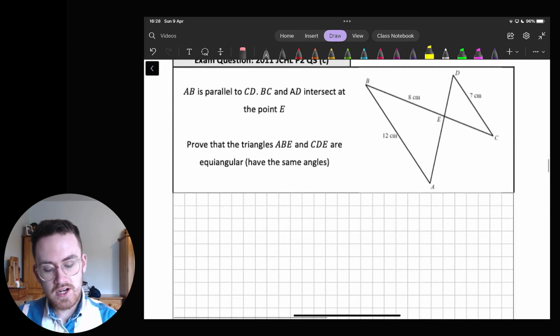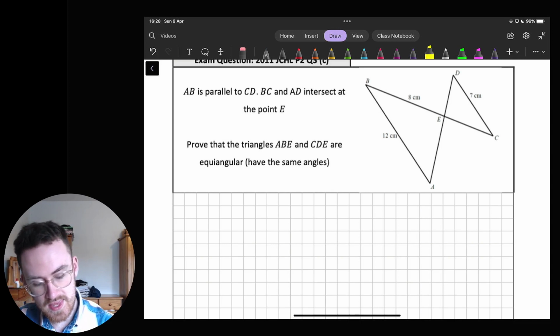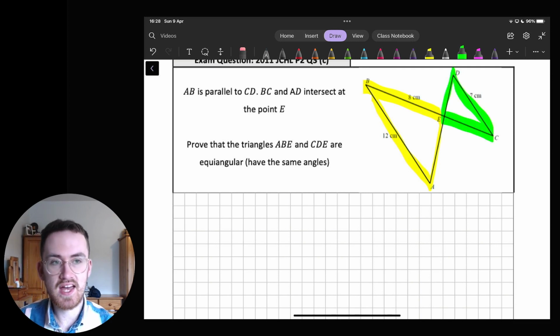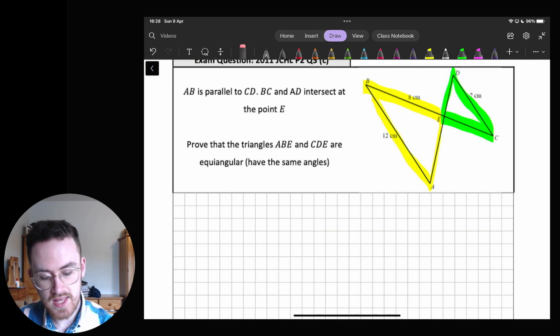Then looking at the next part, AB is parallel to CD, BC and AD intersect at the point E. Prove that the triangles ABE and CDE are equiangular. Okay, equiangular means they have the same angles. So we're looking to prove that this triangle ABE, which is the yellow here, and this triangle DEC, this one here, have the same angles. So we want to show that they have each of the same angles.